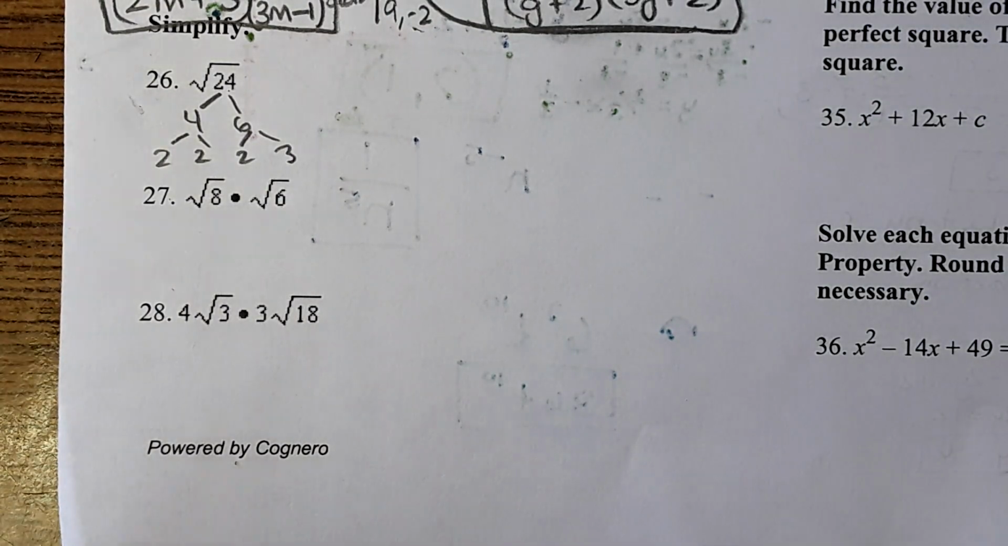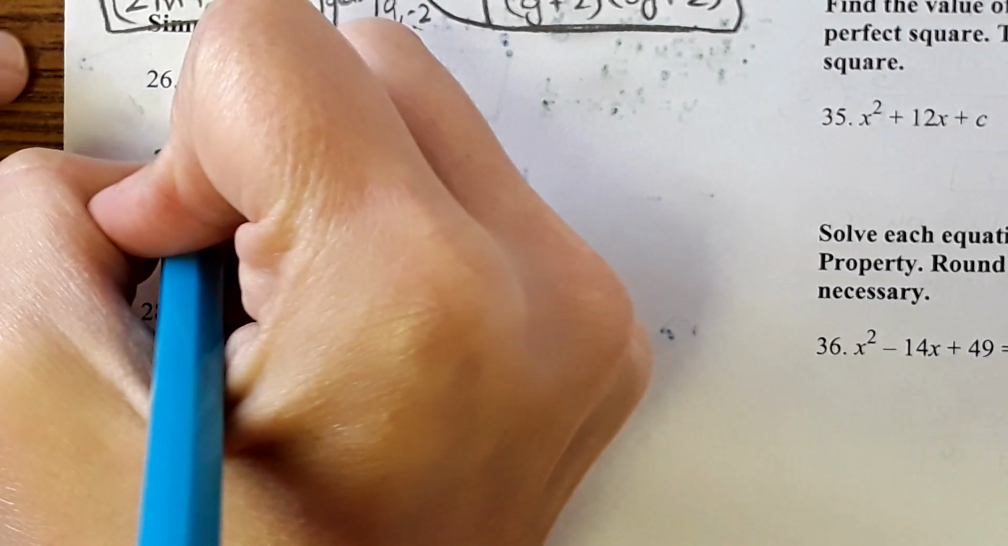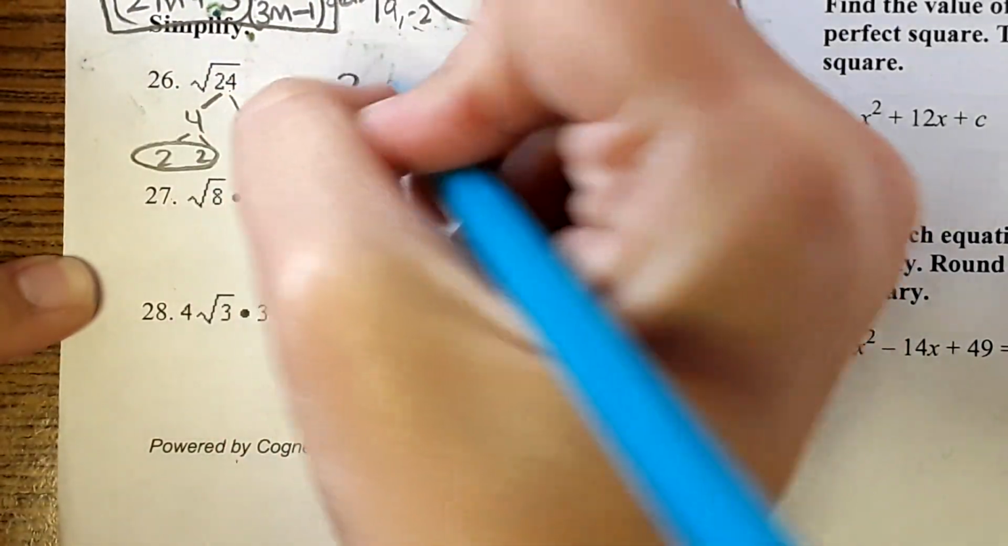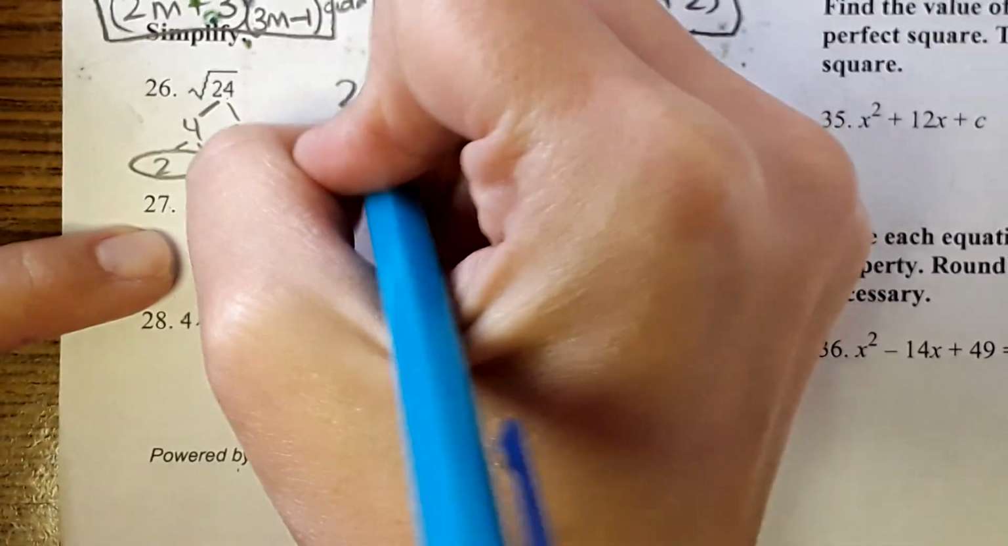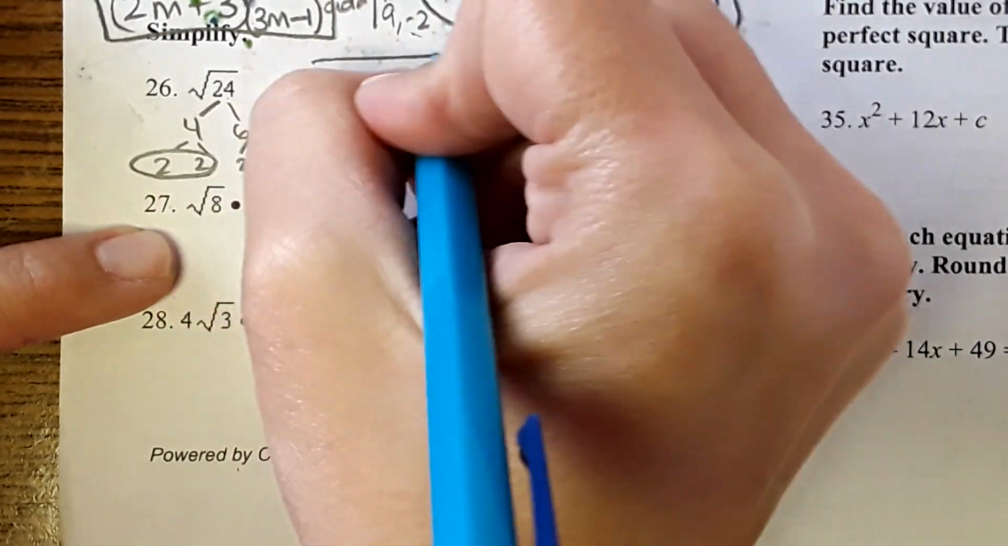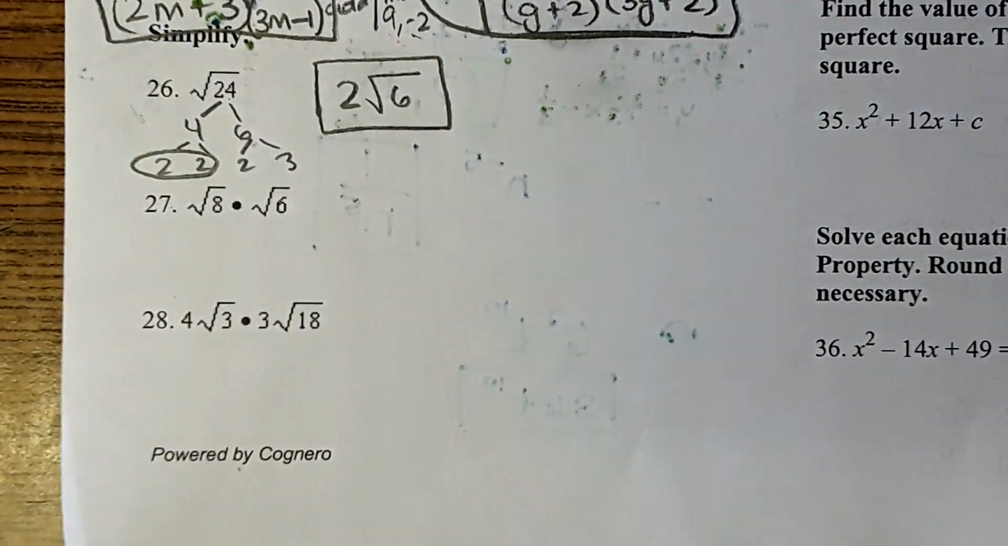Then anything that is a pair, we can take out of the radical symbol. So this pair, take it out. Then we're left with just 2 and 3. 2 times 3 is 6. So this is as much as we can simplify that.